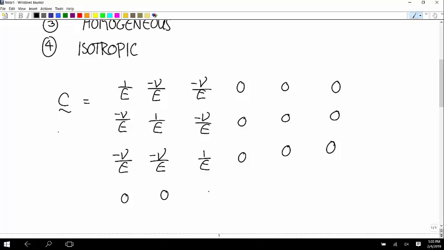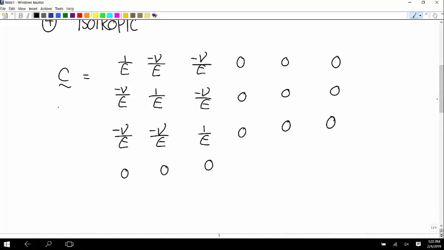And now we get to the ones where all the terms that are multiplied by the normal stress are 0. And now we're just dealing with the shear stresses. And so we have 2 times the quantity 1 plus nu over E, 0, 0. And then that term just keeps going along the diagonal.